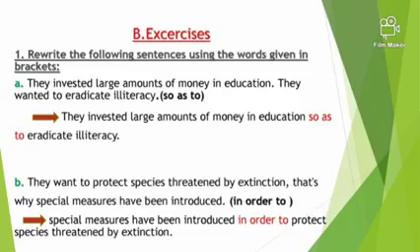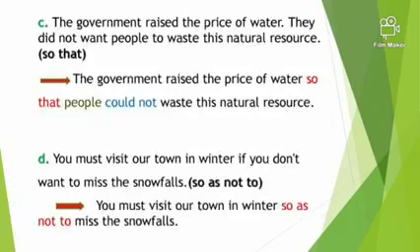B. They want to protect species threatened by extinction. That's why special measures have been introduced in order to. So here also we can ask the question, what is the purpose in these sentences? Special measures have been introduced in order to protect species threatened by extinction. Okay, so as to and in order to, we use them plus bare infinitive, like eradicate and protect.